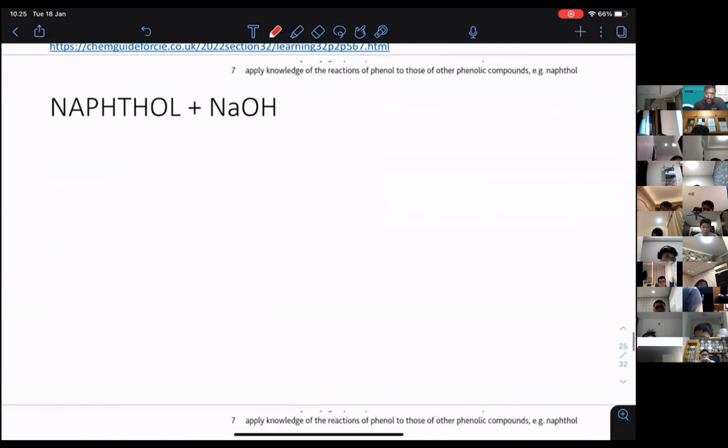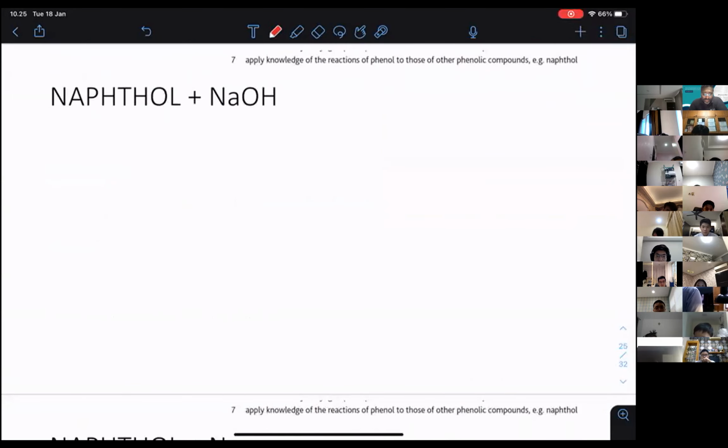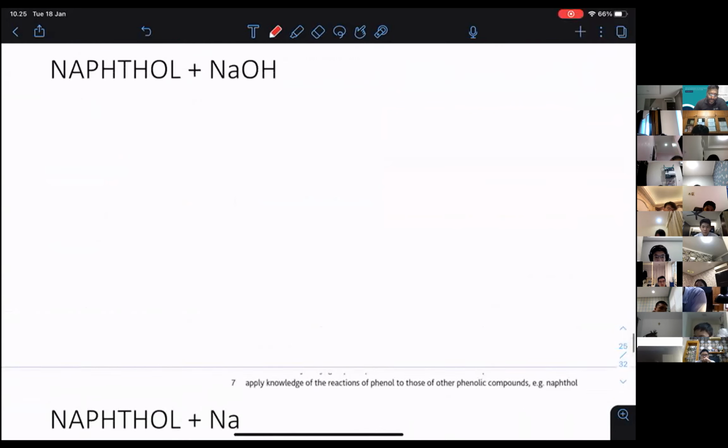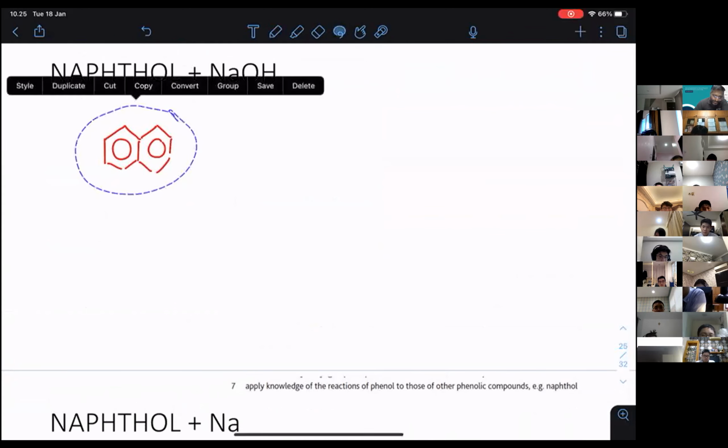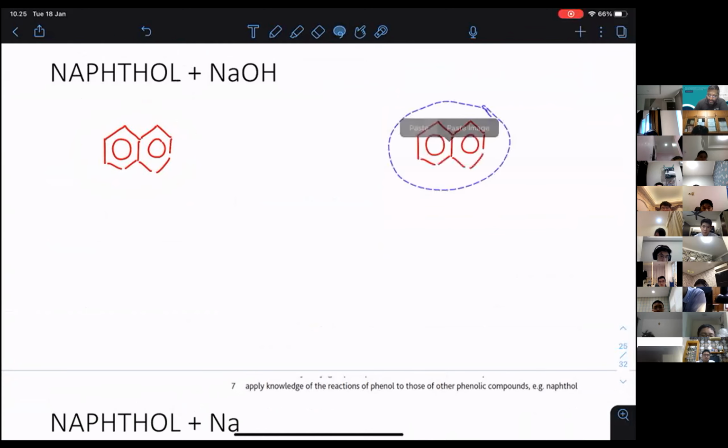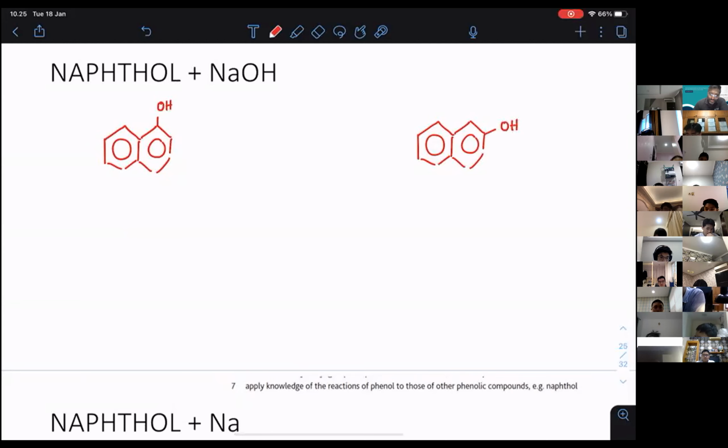So let's look at naphthol with NaOH. Do remember you have two types of naphthol. So I'll draw this one and this one. I'll copy this and paste it over here. Why did I do it like that? Because the OH can come over here. This is going to be 1-naphthol. This is OH over here. This is going to be 2-naphthol.